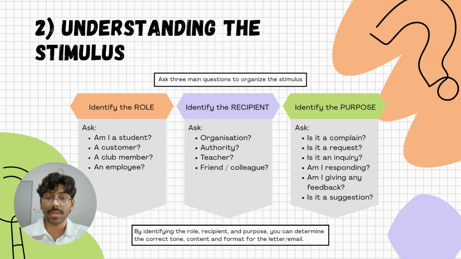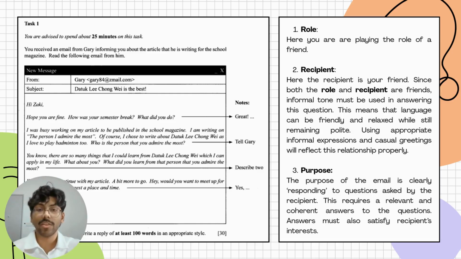And then the recipient. You have to understand who you are writing the letter to. Is it your teacher? Is it your friend, your colleague, your family member, etc.? And finally, you have to identify the purpose. Is it a response letter? Is it a suggestion letter? Is it a complaint? Is it a request? Is it an inquiry? And so on. I've given two examples here. Let's start with example number one.